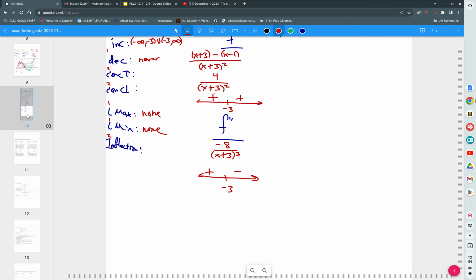The second derivative tells us its concavity. It is concave up from negative infinity to negative 3. It is concave down from negative 3 to infinity. The definition of inflection is where the second derivative changes sign. Does the second derivative change sign? Yes. At what value? Is negative 3 part of our domain? No. It is not part of our domain, so it has no inflection point.